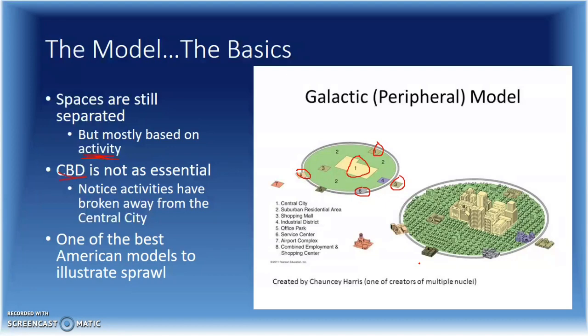So there you have it. That is the galactic or the peripheral model. Again, it is an important model, especially being one of the more up-to-date models in terms of what our modern American cities are going to look like.